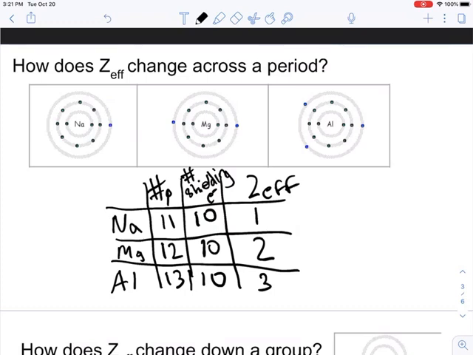So this is showing us that the number of shielding electrons doesn't change across a period, but the effective nuclear charge does increase as you move from left to right across a period. Right? We're going from 1 to 2 to 3 in our effective nuclear charge. And this tells us that aluminum has a higher effective nuclear charge than magnesium or sodium.